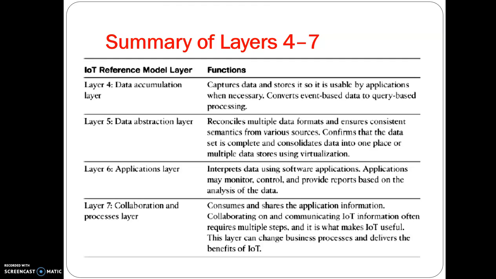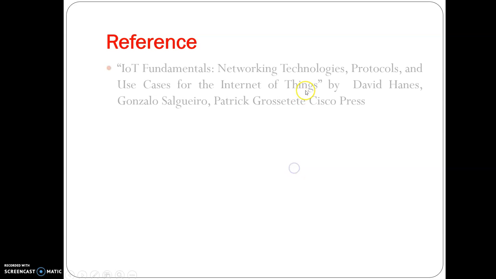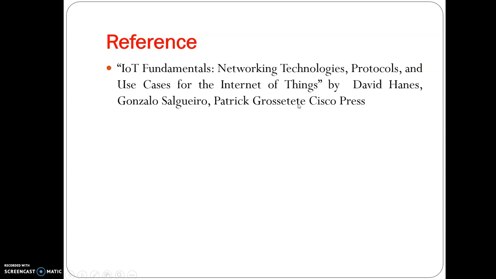So in this section we discussed all 7 layers of the IoT reference model, which came into the picture in the year 2014, put forward by the IoT World Forum, and consists of 7 layers. I have taken the reference from the book IoT Fundamentals: Networking Technologies, Protocols, and Use Cases for the Internet of Things, by David Hanes, Gonzalo Salgueiro, Patrick Grossetete, Cisco Press.